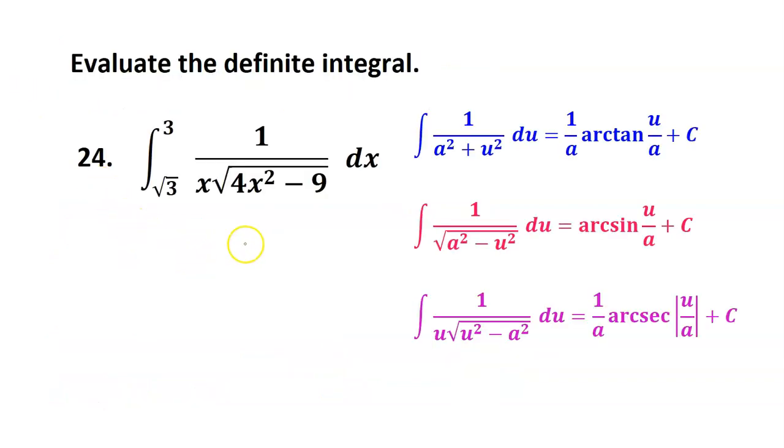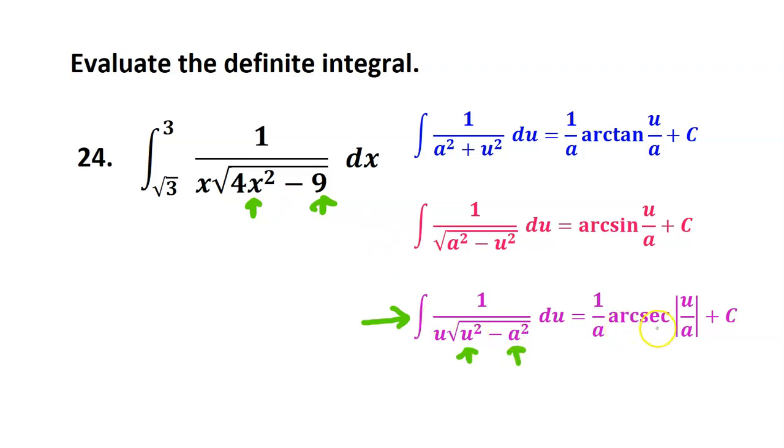Okay, number 24. Which one of these three rules do you think we are using this time? I'm thinking this one. I see that we have this little x out in the front, just like the u. I see that we have the square root, we have the variable, and then minus the constant, variable minus the constant. It's all matching up with the third one.